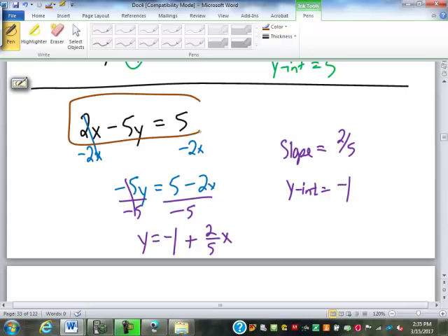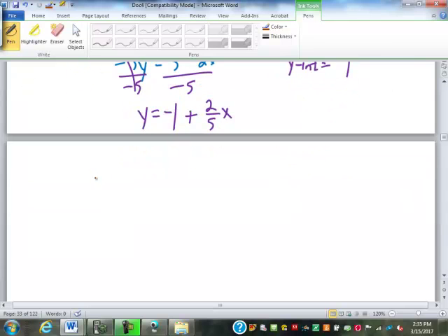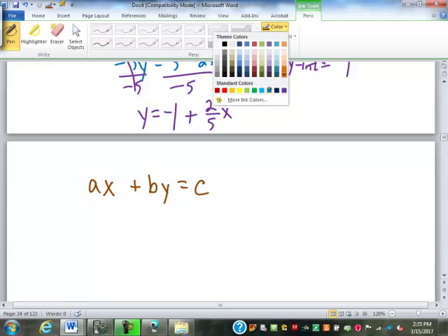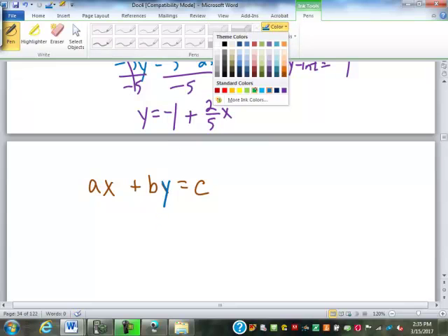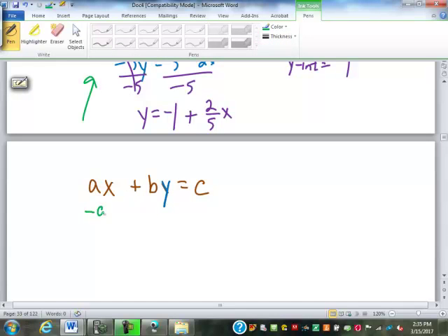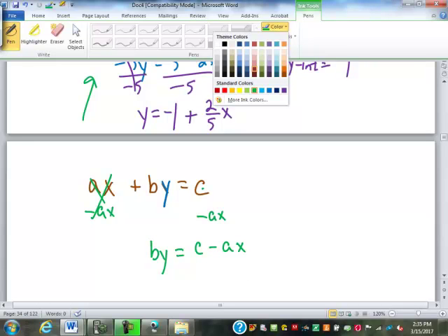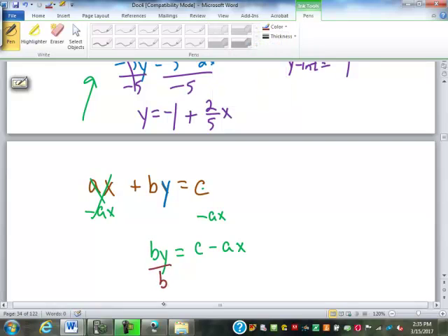There is a way to find those right out of that equation. Remember back a few weeks ago, we solved literal equations with letters in them? So if I have ax plus by equals c, and I am solving this for y, I do the exact same steps I just did up here. I subtract the ax. I'm left with by equals c minus ax. I still have to get y by itself, so I'm going to divide by b. Perfect.